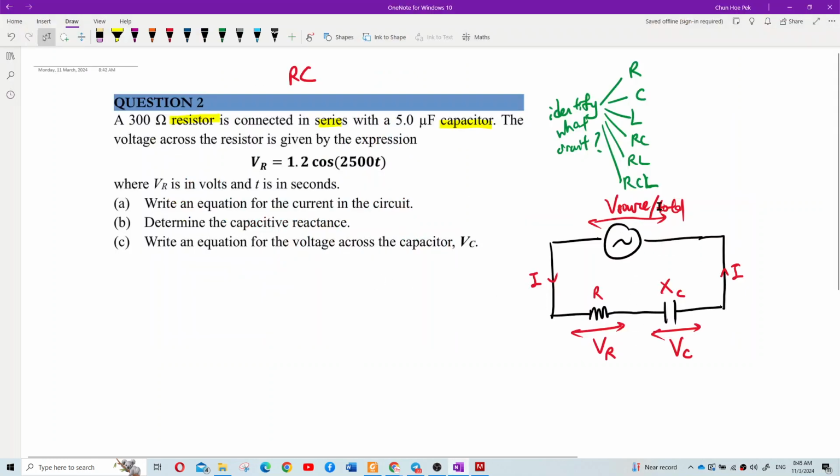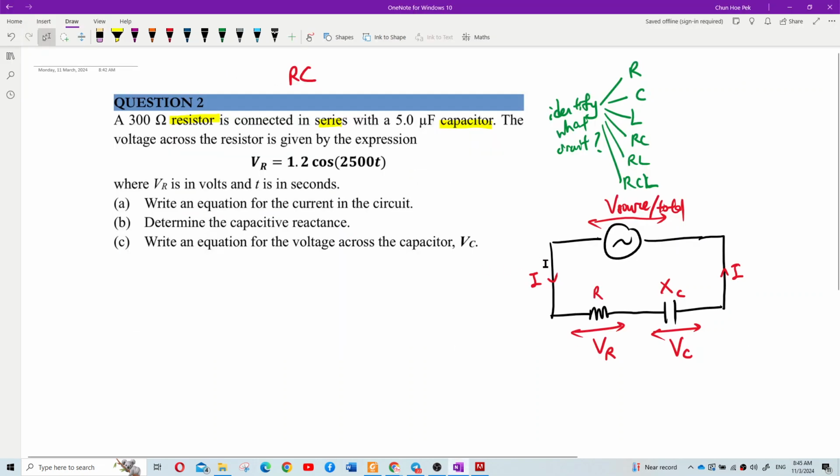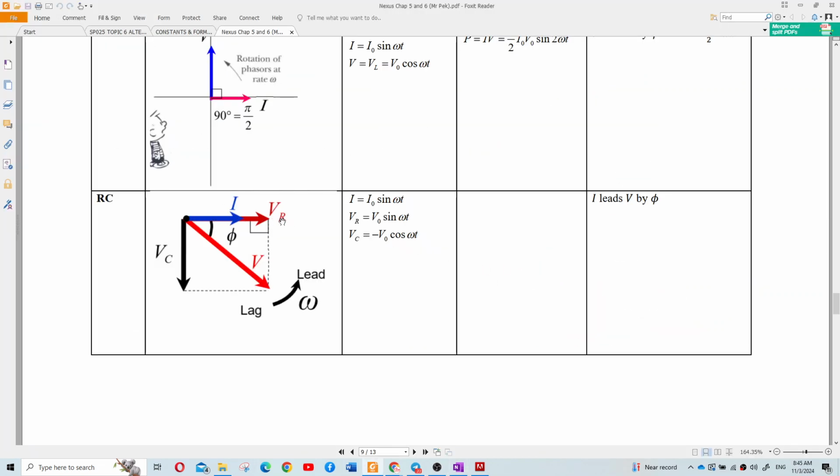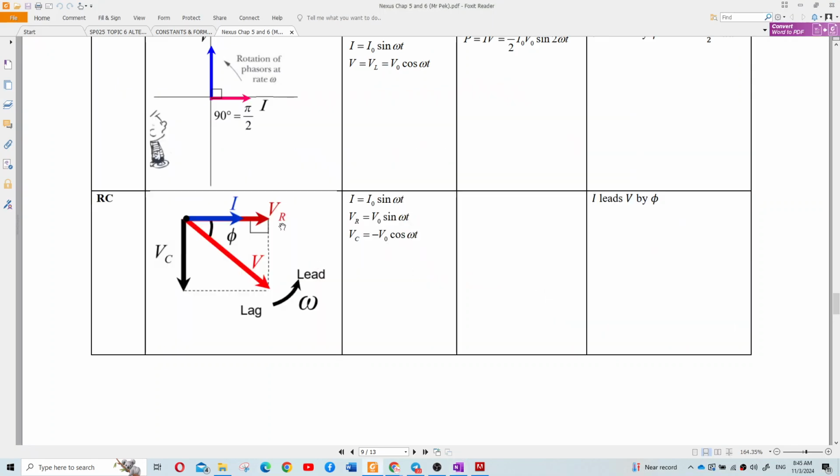So just now the V source, the V total from the source, is this. This V is V source. Understand? This V is V source, and then we have VR. VR is this one, and VC is the below one. This is VC. Remember? And then the current is in phase with the VR. VR and VC are different, but current is the same for both. That's why we only have one current vector here.